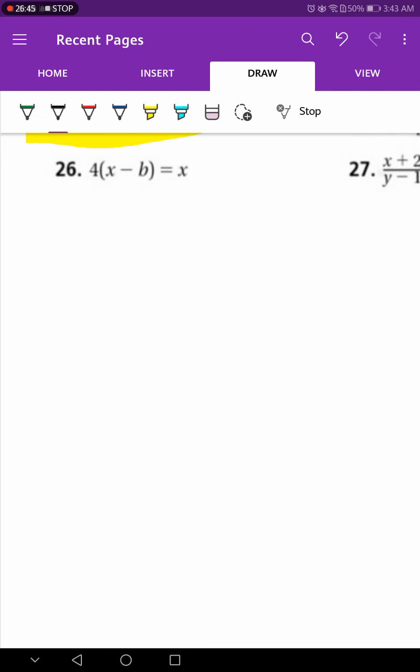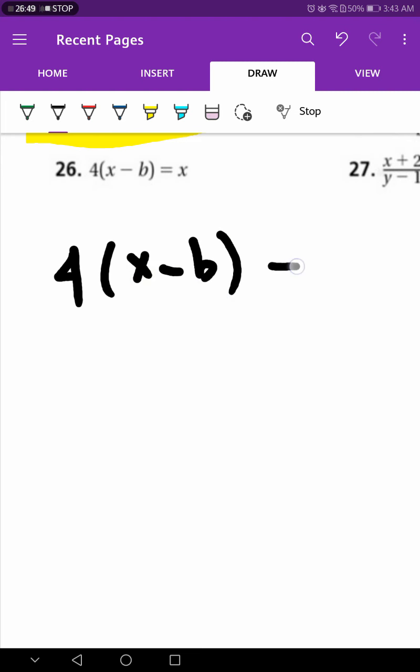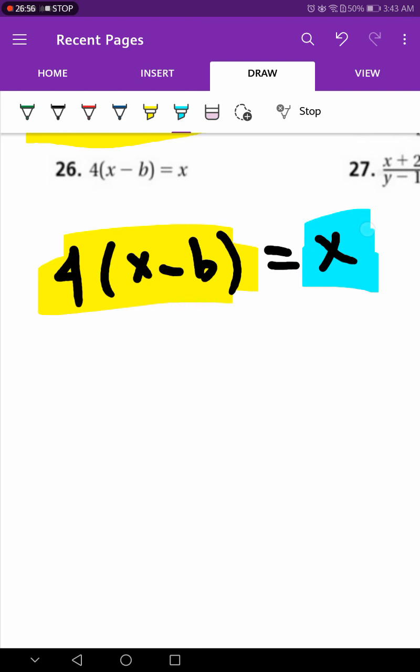The last question: 4 multiplied by (x minus b) equals x. So what is the first step? I cannot make the x alone and happy until I break the parentheses. But in the previous question, we made the parentheses when x was the common factor between two terms. Remember that. Now 4 multiplied by x equals 4x. 4 multiplied by negative b is negative 4b, which equals x.